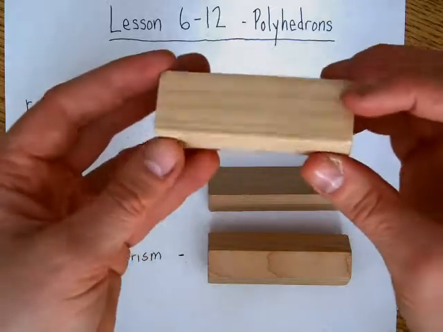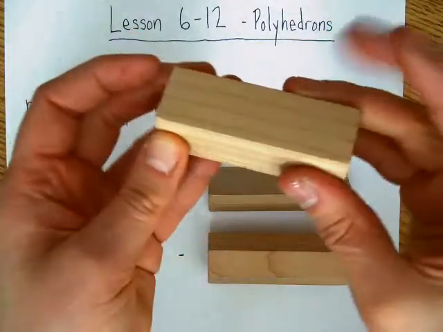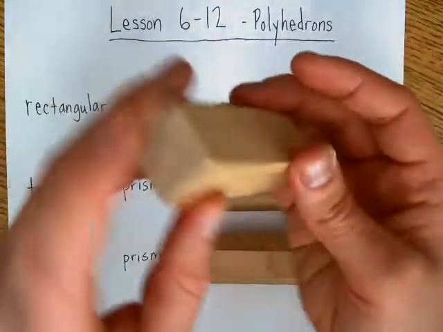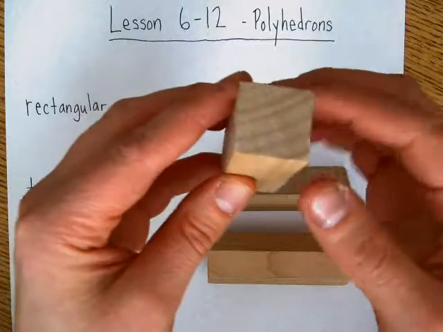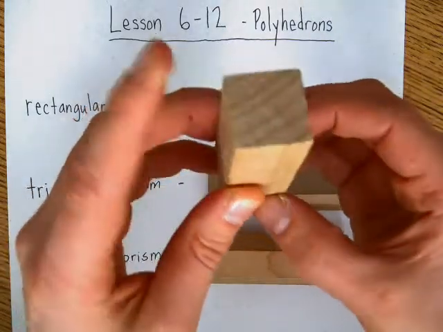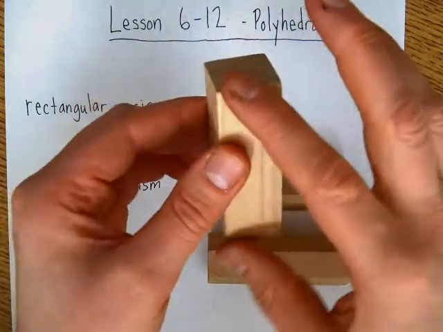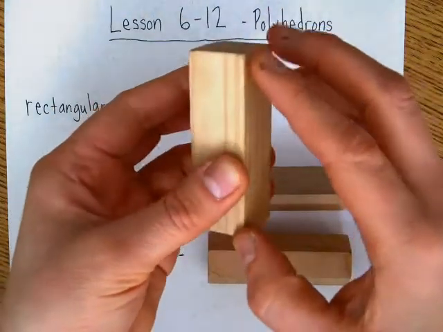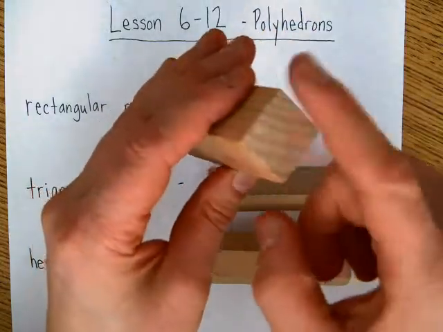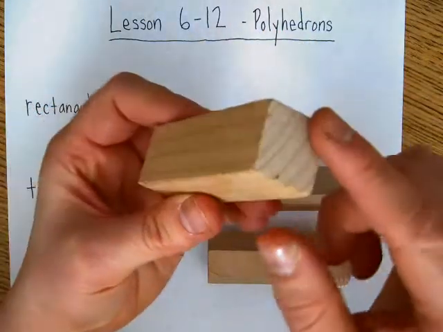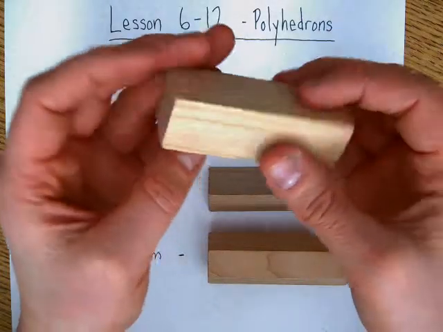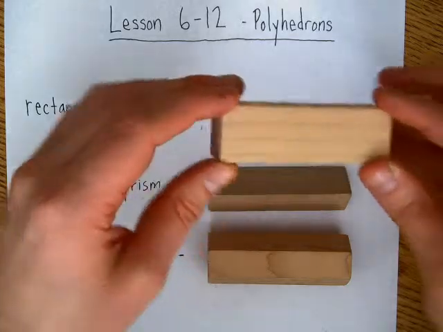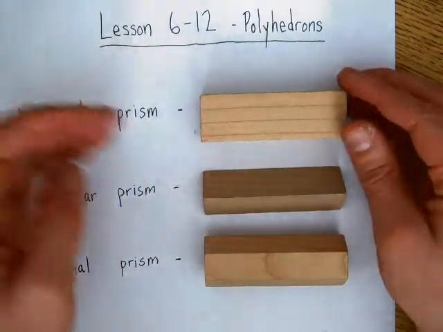We want them to be able to count how many faces. So in this case, there would be 1, 2, 3, 4 faces. How many bases? 1, 2. How many edges? They'd have to go and count 1, 2, 3, 4, 5, 6, 7, 8, 9, 10, 11, 12. And then how many vertices? 1, 2, 3, 4, 5, 6, 7, 8. Be able to count and identify all of those pieces. And that's basically what we're working on in this lesson.